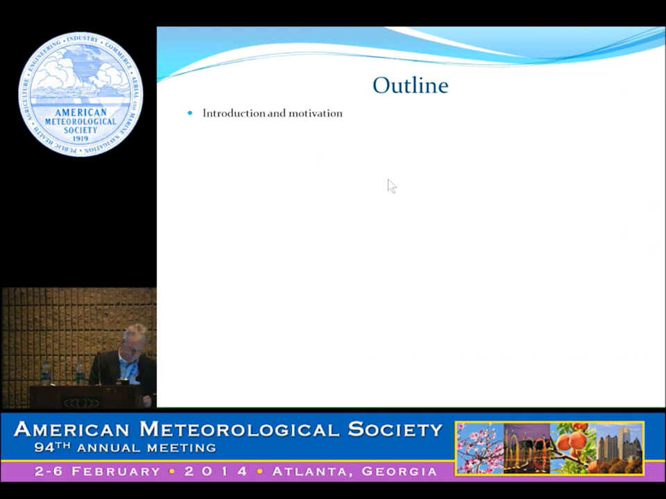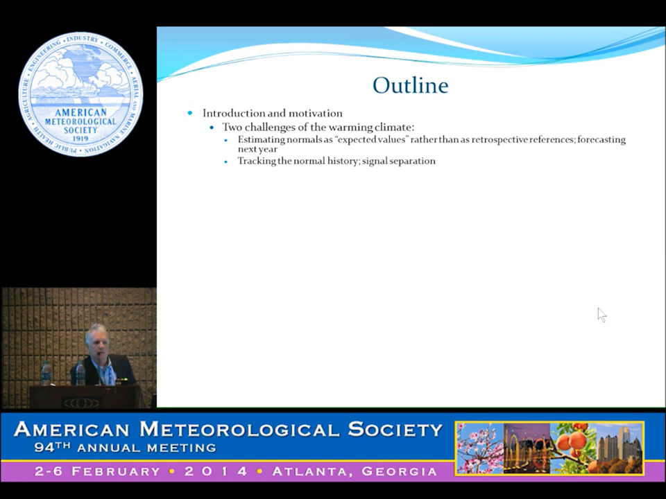Okay, so my outline, some introduction and motivation. Basically, I'm going to talk about 2 simple challenges in doing climate variability analysis in the context of warming climate. 2 simple statistical problems. One is estimating a normal as an expected value rather than as a retrospective reference. And one application of that is forecasting next year. There really isn't much of any other basis for forecasting next year. And the other problem is statistically tracking the non-stationary normal. And you need to do that for a number of reasons for certain kinds of statistics, but it's crucial for signal separation.